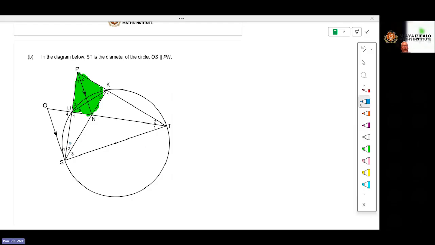Angle S1 equals angle P1. Why? Angle S1 equals P1. We've got alternate angles. And you said that we've got OS parallel to PN. Yeah. Okay. 100%.